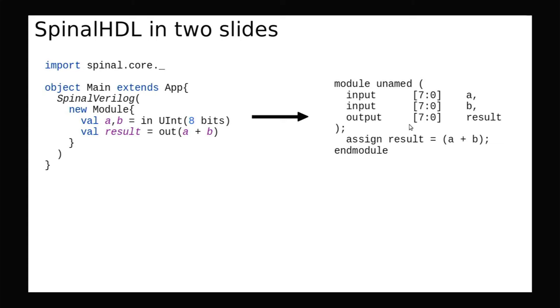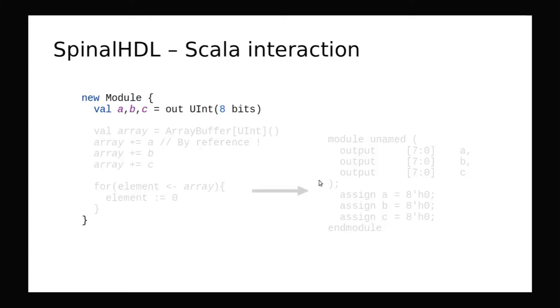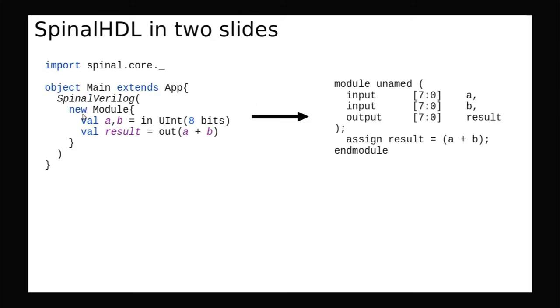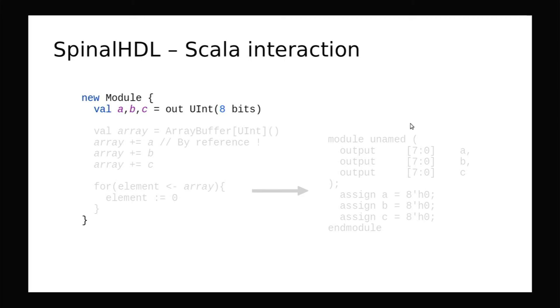So, let's look at this example, which shows a bit the interaction between Scala and SpinalHDL. Because it seems a bit weird to write this like that, why not directly write the Verilog format? So here I will show a bit the synergy between Scala and SpinalHDL. Let's define A, B, C as output SInt 8 bits. Then let's define array as an ArrayBuffer of Data. ArrayBuffer is a Scala thing. It's a mutable collection in Scala.